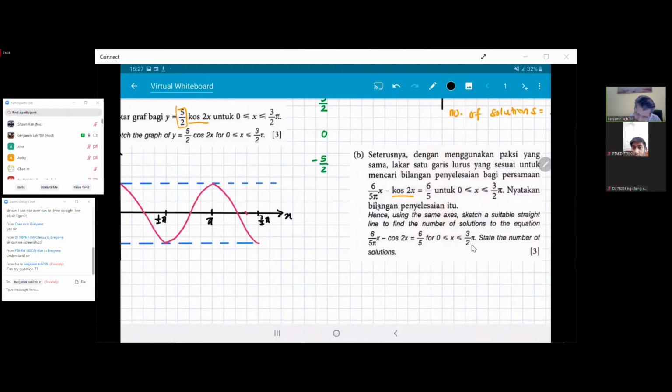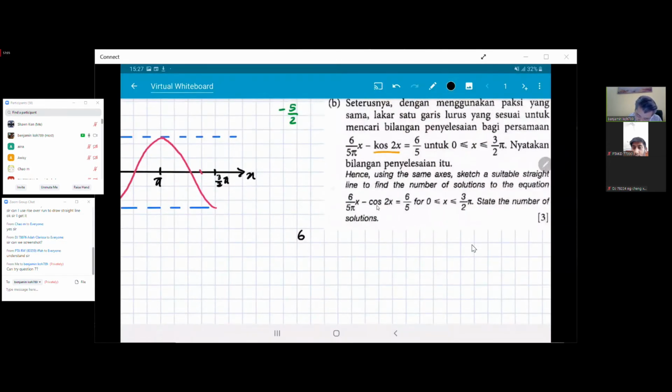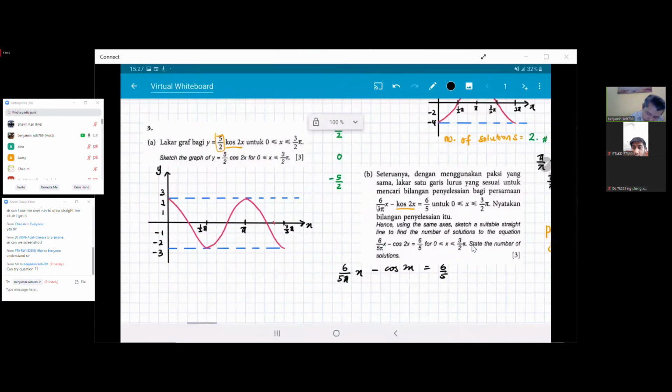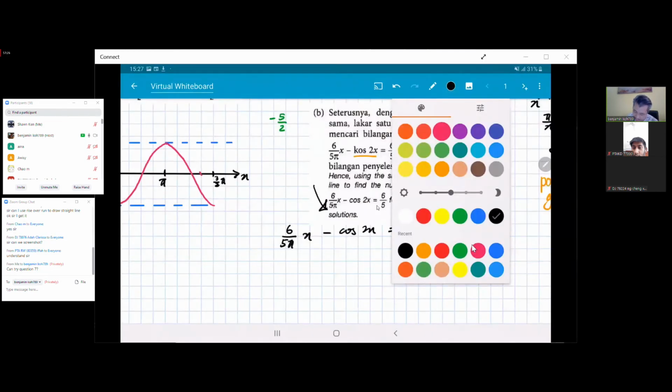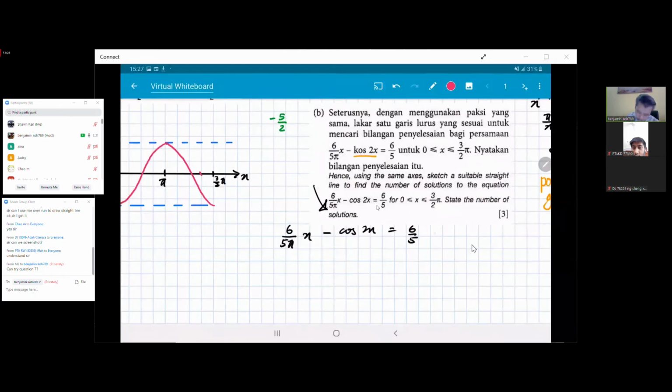6/5 pi x minus cos 2x equal to 6/5, right? But if I look at the part A ni, the cos 2x depan dia ialah 5/2. Tapi yang ni is just cos 2x. There's no 5/2 kan? I can fix that. Okay? So to jadikan dia 5/2, I'm going to multiply everything dengan 5/2. That means here, if I put here 5/2, that means yang ni darab 5/2, dan yang ni pun multiply dengan 5/2. Understand this?